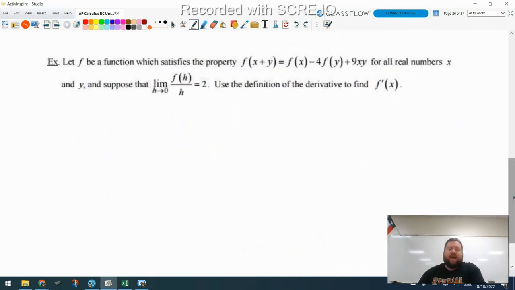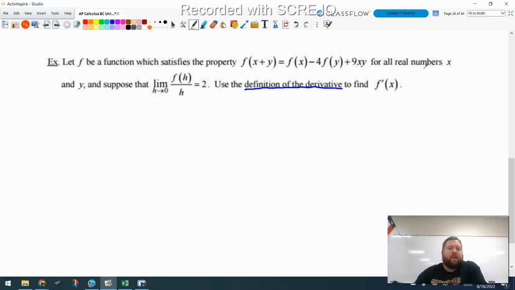Okay, so we have f of x plus y is equal to that thing for all real numbers x and y. Suppose that the limit as h approaches 0 of f of h over h is equal to 2. Use the definition of derivative to find f prime of x.